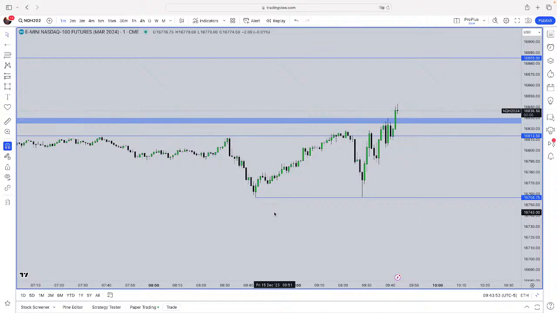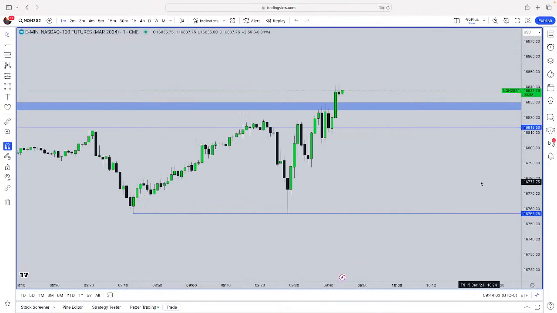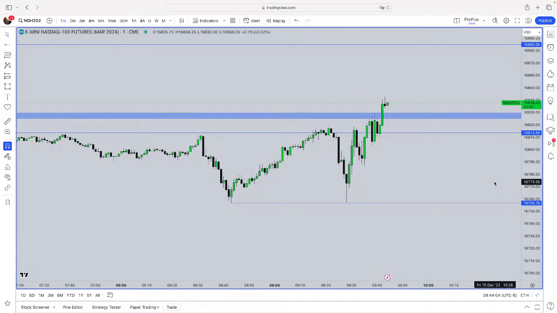Fair value gaps, yeah, it can be used as support and resistance. I like to see it as support and resistance. I like to see it as if price wants to run lower, as long as price is respecting the SIBIs, then I'm more confident for price to want to keep going lower, if that makes sense.